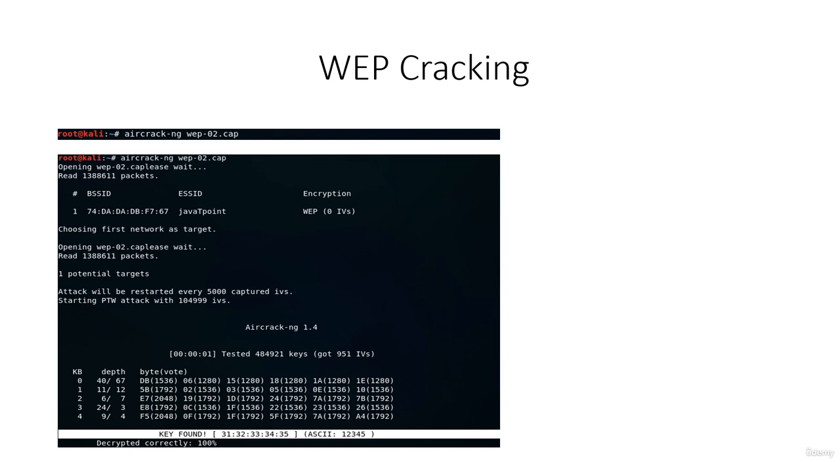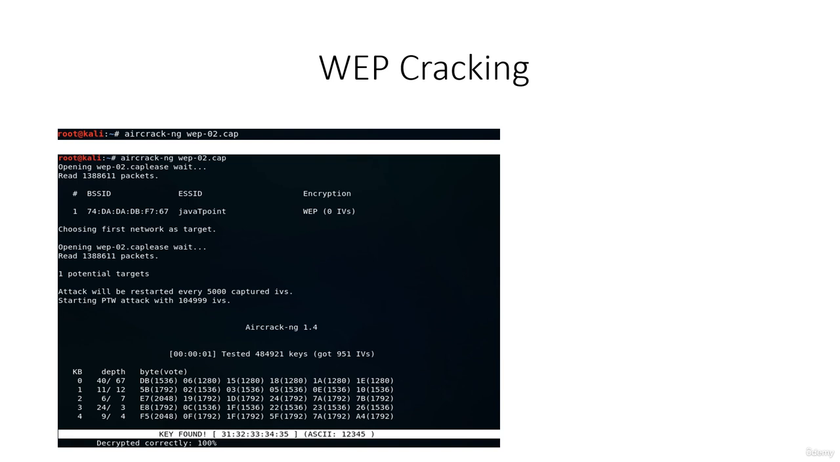Once we have decrypted the key, we can just press Ctrl+C to cancel the running window, because otherwise it will continue running and tracking the packets. So just press Ctrl+C to cancel. As you can see in this final picture, aircrack has successfully managed to get the key from these data packets.